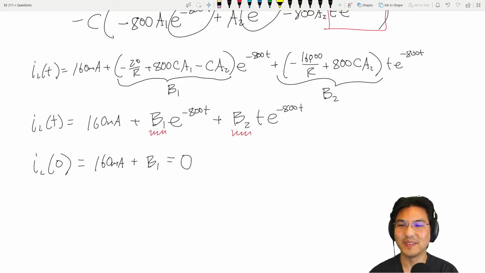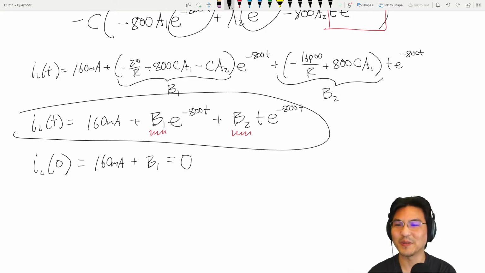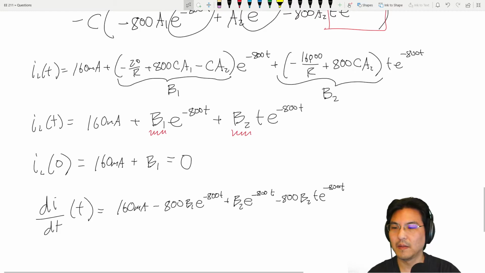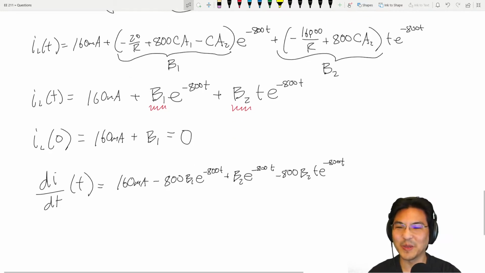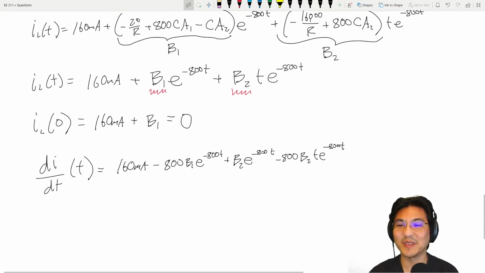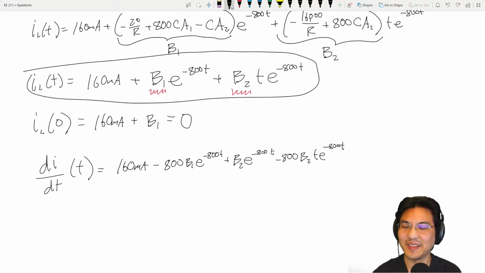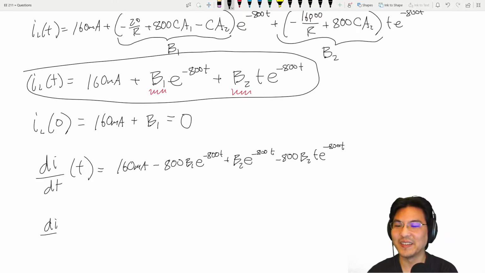So now we need the other coefficient, so we need another initial condition, which we can get by taking the time derivative of this. So di dt at t equal to 0. Let's do this first. I paused and wrote a little bit, just to save some time. I took the time derivative of this equation, and then I got this, and then we need di dt at t equal to 0.